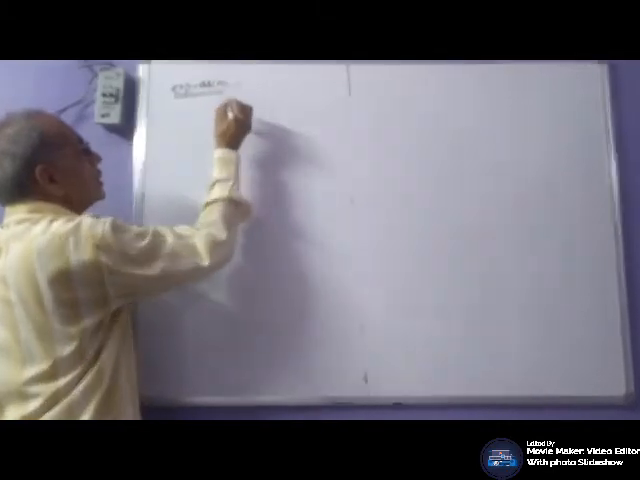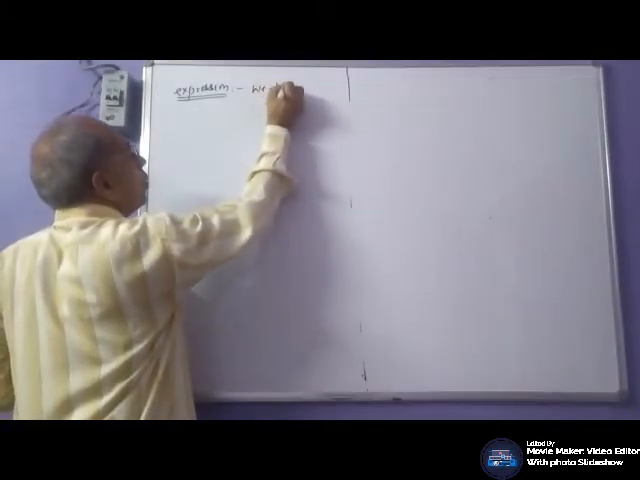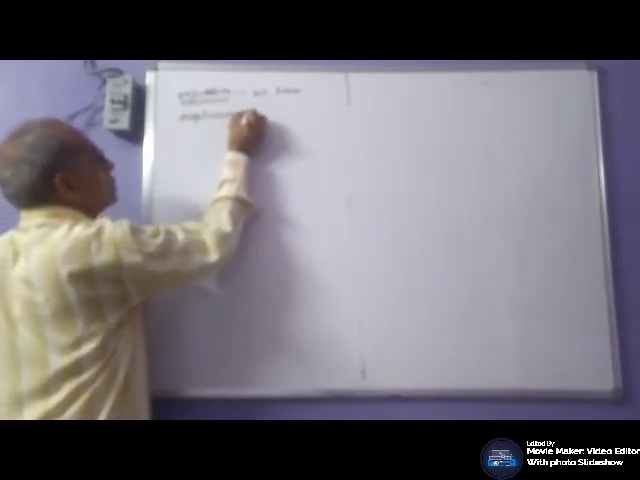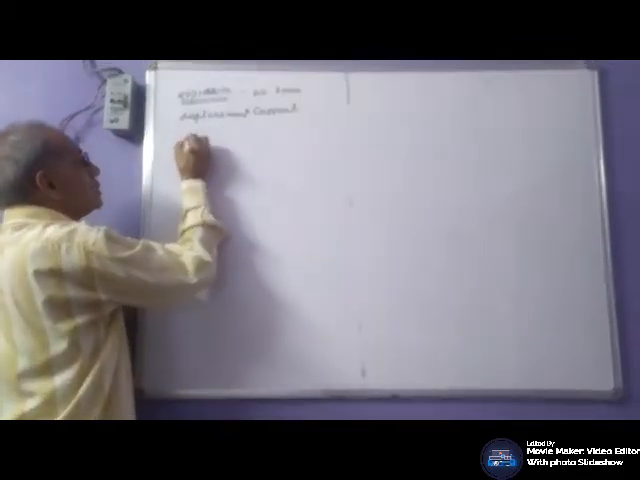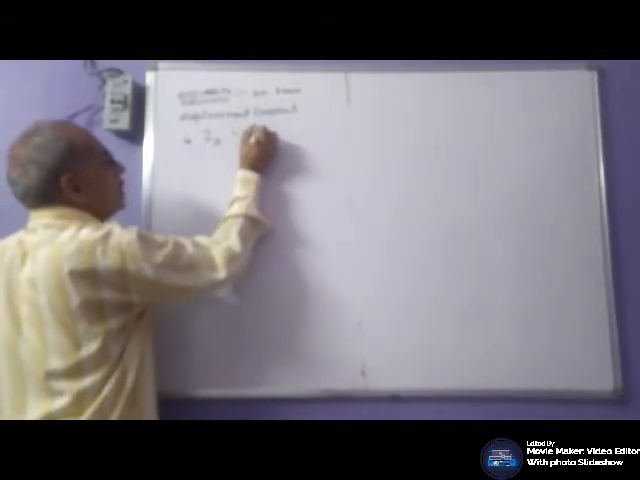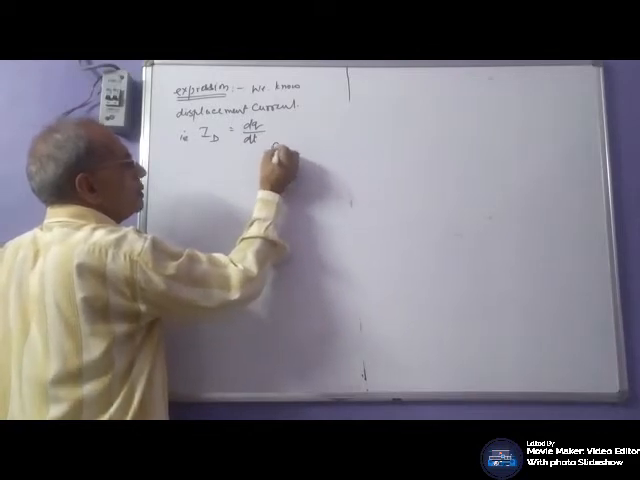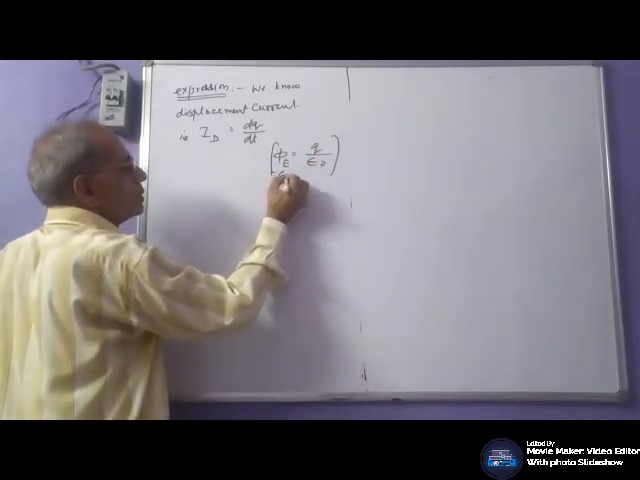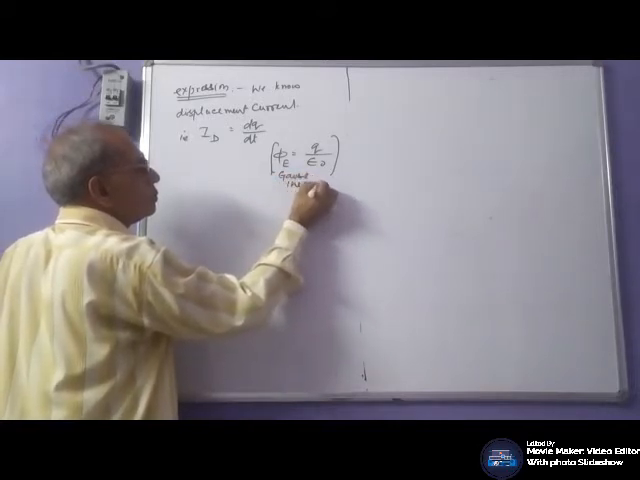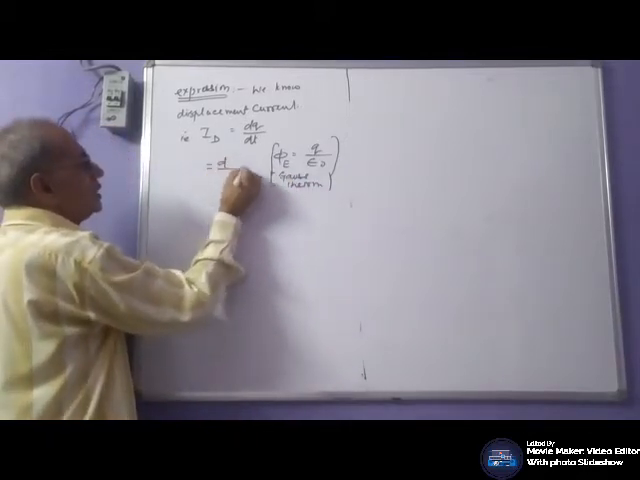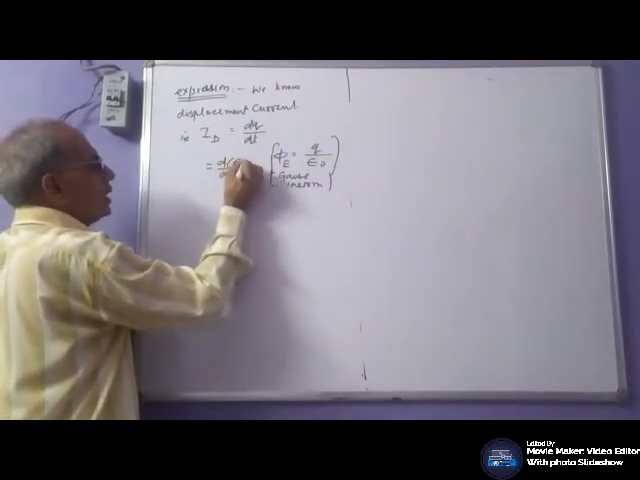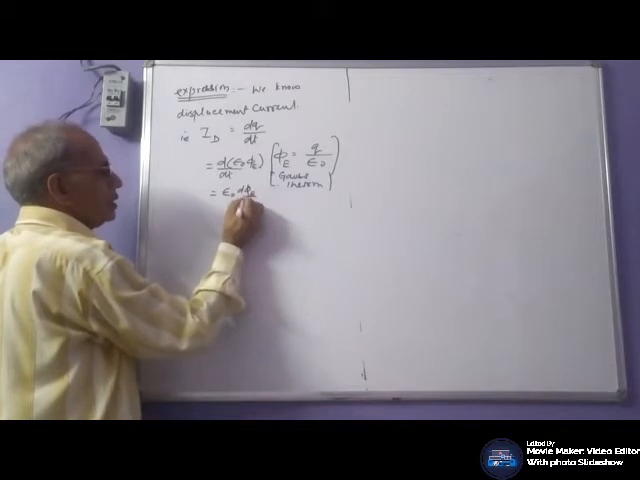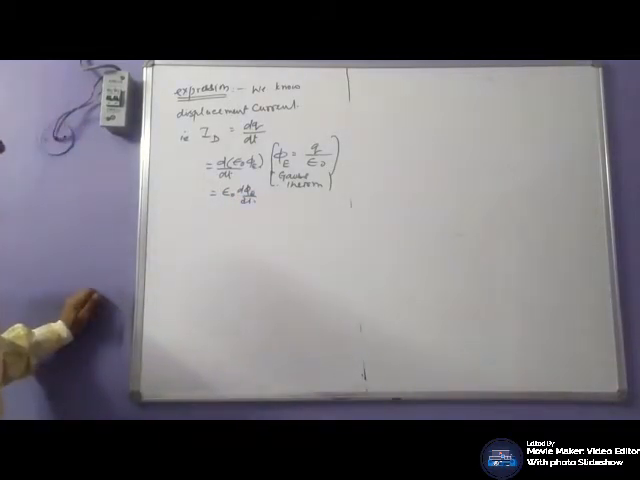Expression for Maxwell displacement current. We know the displacement current, that is ID, is dq by dt. Electric flux, Q by epsilon naught. Electric flux is E dot ds. From Gauss theorem, it is d by dt of Q, Q is epsilon naught phi E. Epsilon naught comes out: epsilon naught d phi E by dt. This is the expression for displacement current.